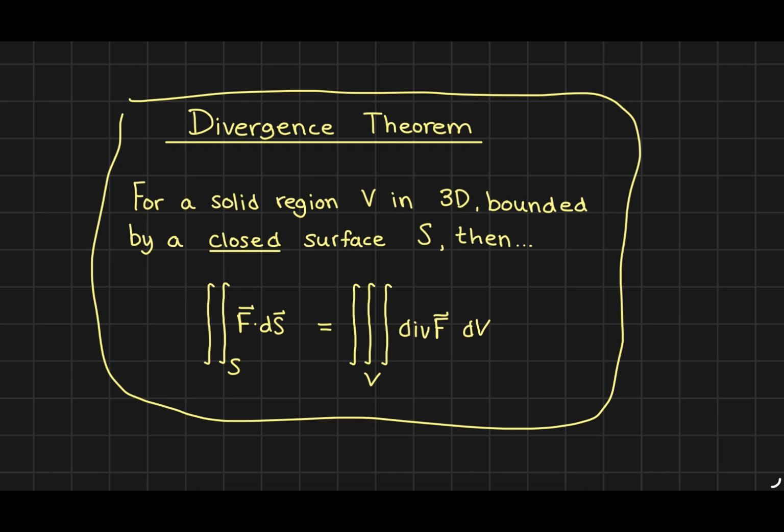What else to say about this? The fact that it's a triple integral means it's going to sum up all of the divergence inside of the entire volume. The surface integral, we know, calculates the total flux, or the total net flow, exiting some kind of boundary S.